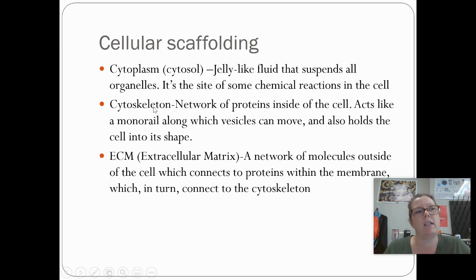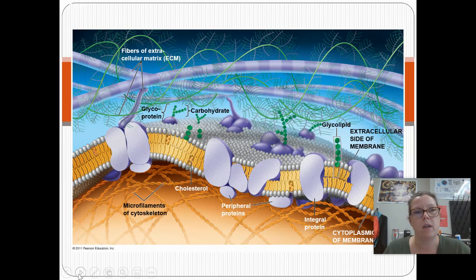And then you have, connected to the cytoskeleton, something called the ECM, or extracellular matrix. These are outside of the cell but still connected to the cell. And these are proteins as well. They're the same kinds of proteins. It's just that instead of being inside of the cell, they're outside of the cell. And here's a picture of what that looks like.